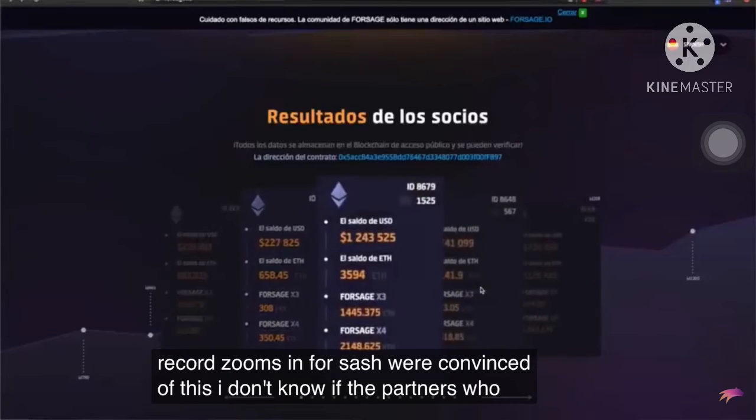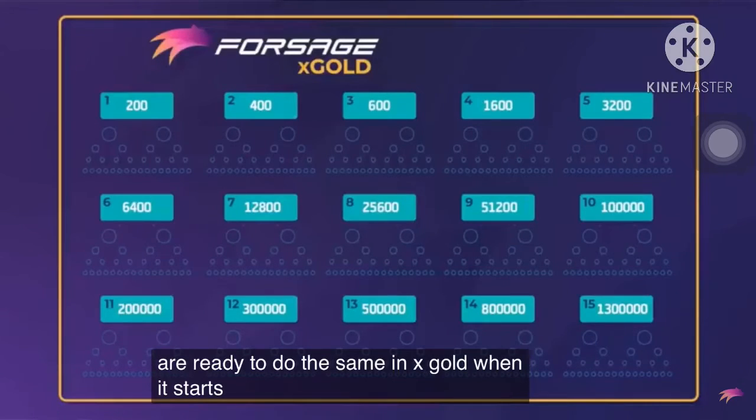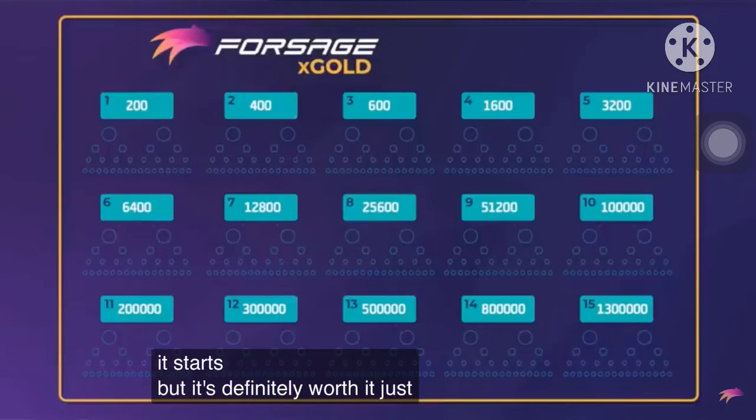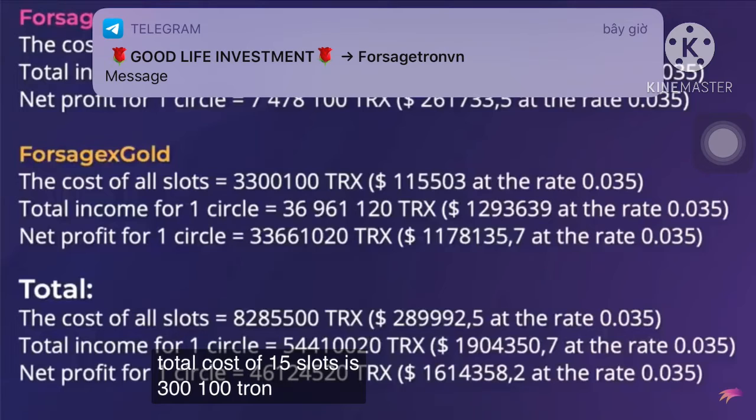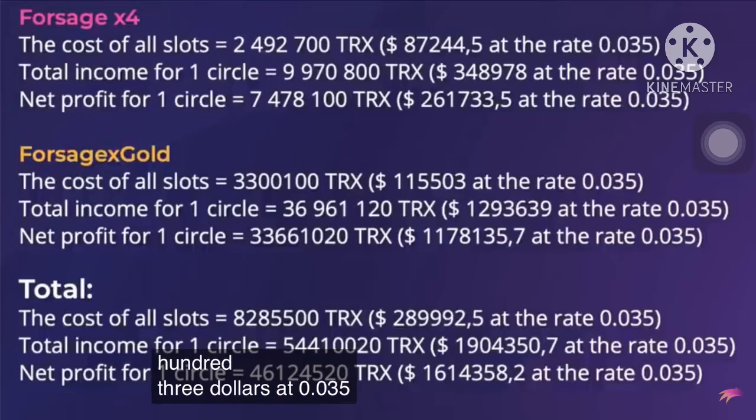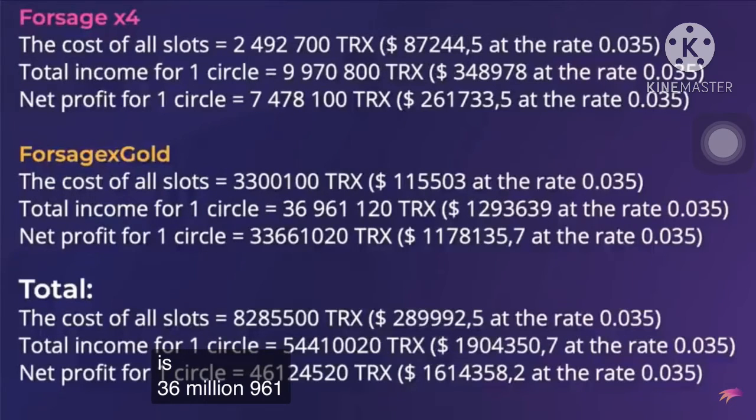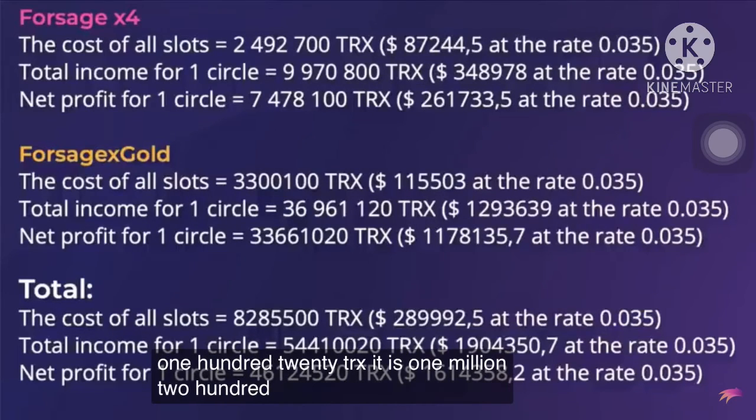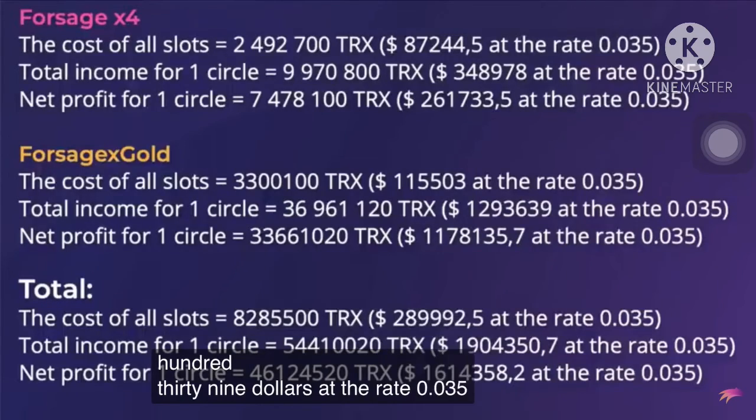I don't know if the partners who have activated 15 slots are ready to do the same in xGold when it starts. But it's definitely worth it. Just look, the total cost of 15 slots is 3,300,100 Trons. That's $115,503 at the 0.035 exchange rate. And income for one circle of all slots is 36,961,120 TRX. It is $1,293,639 at the rate 0.035.